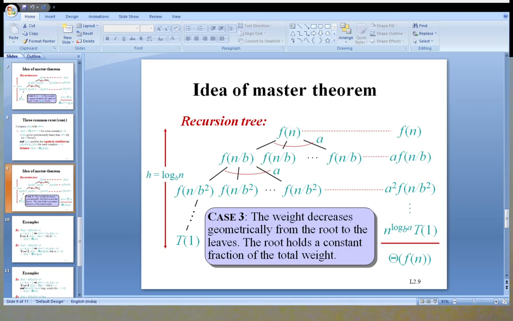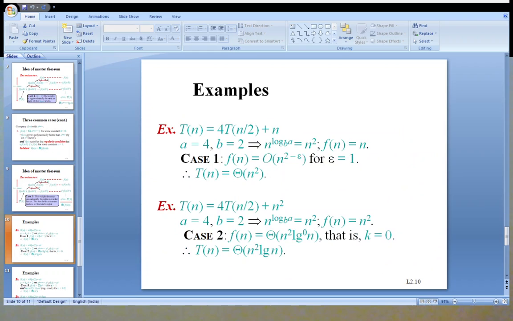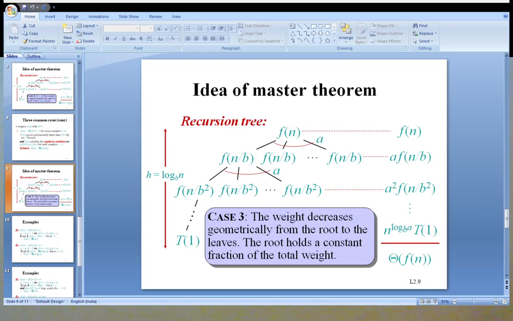And in case 3, the weight decreases with increasing levels. So in this case, the total complexity would be theta of f(n). So these are the 3 cases, and in the third case we should take extra care that the regularity condition is satisfied. The regularity condition is a f(n/b) should be less than c f(n) for a value of c between 0 and 1. If the condition is satisfied, then only we can apply case 3, and otherwise not. So that's all about the Master's theorem. Thank you.